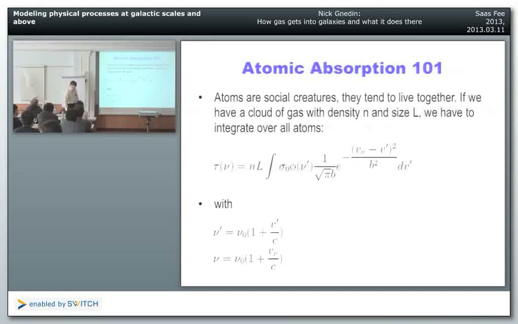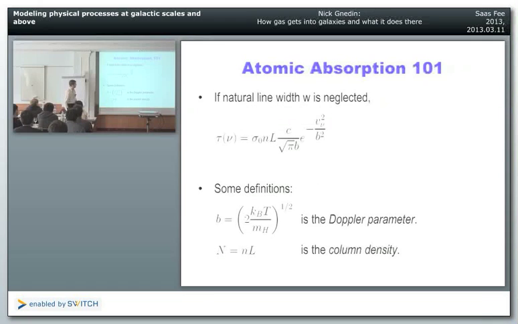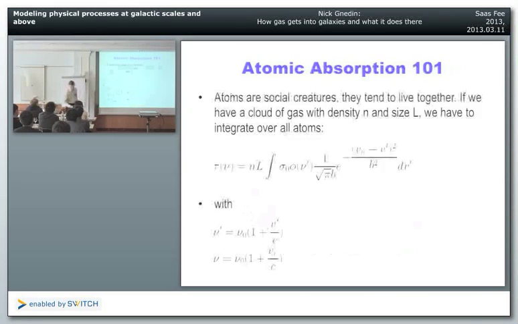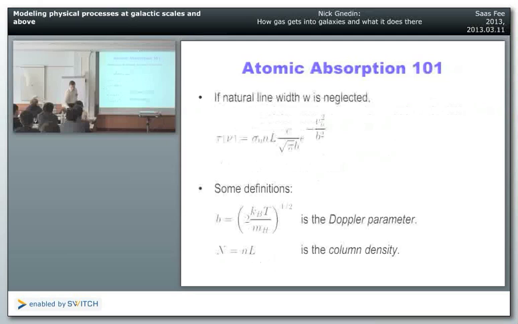And in the limit where this w can be ignored, which is very common in many astrophysical situations, then the integral can be taken, because then phi becomes simply a delta function. And so you don't even have to take the integral, you just take this form. And then what you get at the end is sigma naught N L c over square root of pi over b, times e to the minus v squared over b squared. And b is called the Doppler parameter.